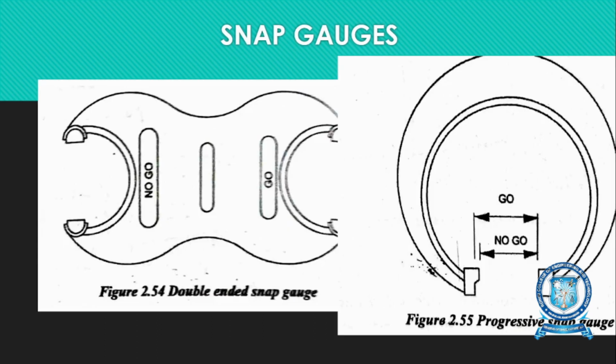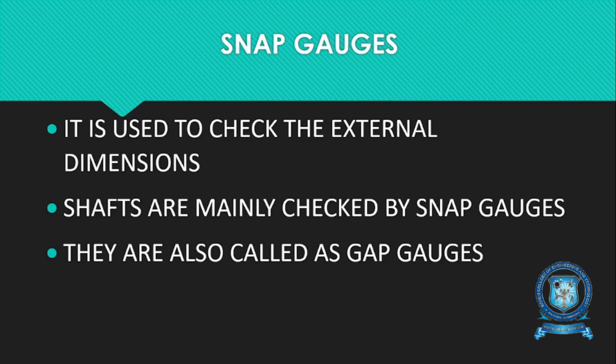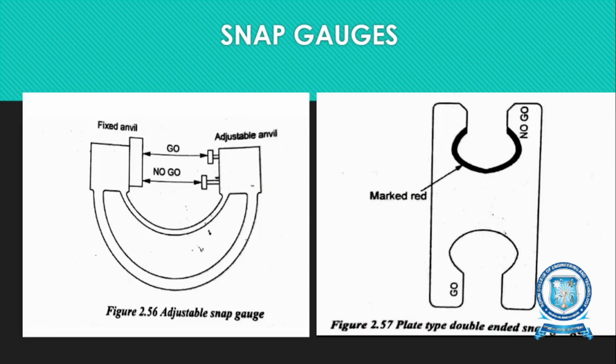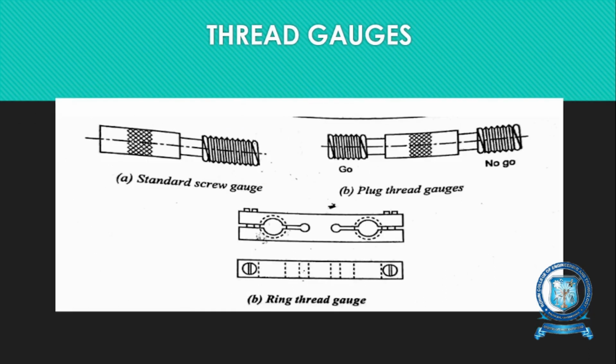These snap gauges are used to check the external dimensions. The shafts are mainly checked by snap gauges. Different types of snap gauges are given below. One is double ended snap gauge, another one is progressive snap gauge, another one is taper plug snap gauge, and another one is taper ring gauge snap gauge and taper ring gauge tangent type. These snap gauges are also used as gap gauges. And these are the different types of snap gauges.